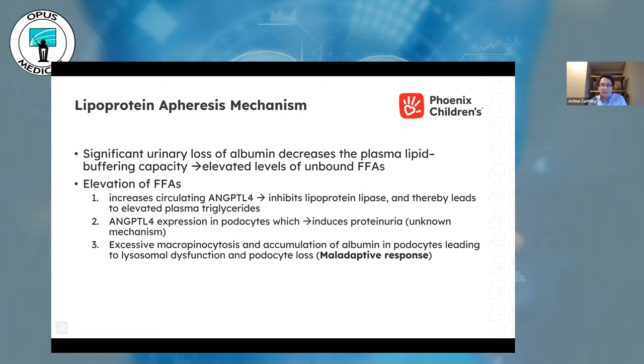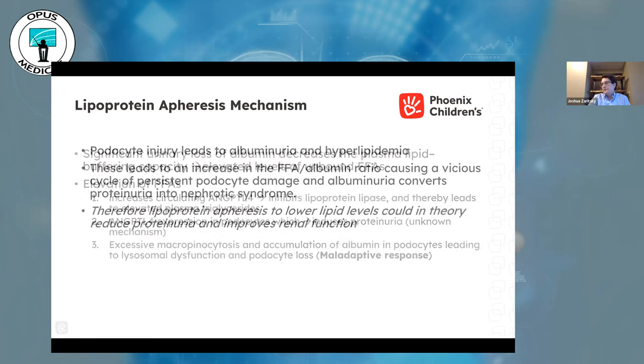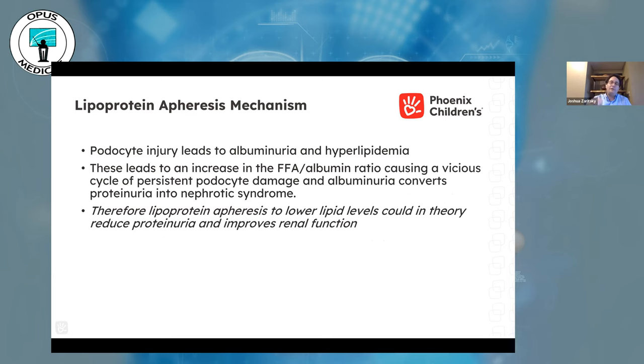We still don't understand why we see hypercholesterolemia. They also went on to show in this paper that angiopoietin-like 4 expression in podocytes induced proteinuria, so it was a sort of self-fulfilling prophecy. Once the angiopoietin-like 4 went up, you had worsening proteinuria, which then caused more angiopoietin-like 4. This is a maladaptive response, which eventually caused podocyte loss. And so if you have an initial injury to the podocyte that leads to albuminuria, hyperlipidemia, and an increase in free fatty acids, an increase in angiopoietin-like 4, more proteinuria, more damage to the podocyte, it's this vicious cycle.